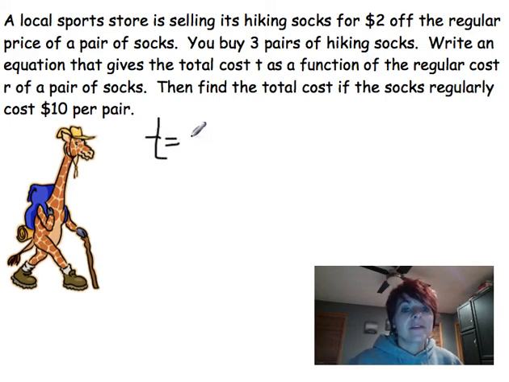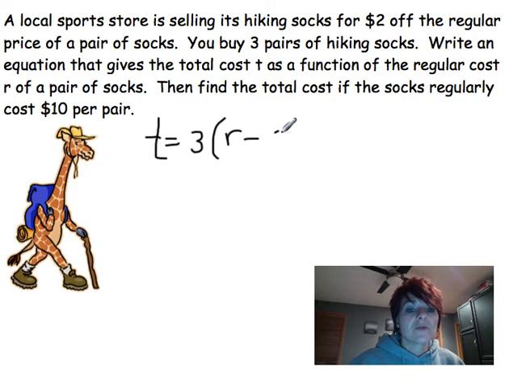Okay? Now, I started off with a regular cost, but now we're also buying 3 pairs of hiking socks. So I'm going to take 3 times my cost. Okay? Well, we had a regular cost that you would normally pay, but the hiking socks are $2 off of that, so it's going to be the regular cost minus the $2. Okay, so regular cost minus the $2 for the cost of a pair of socks, but we're going to buy 3 of them.